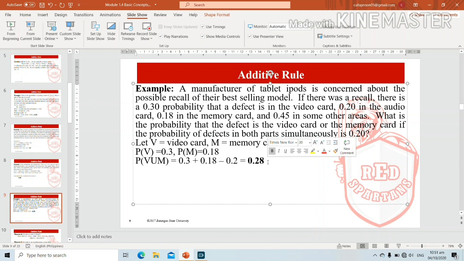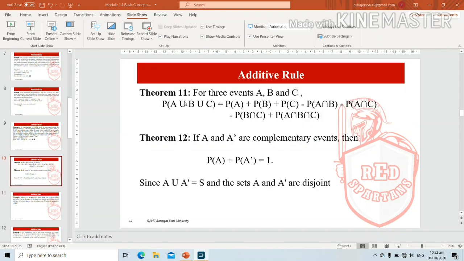For halimbawa naman, ano yung probability na yung defect natin ay nasa audio card and memory card? So kapag audio card and memory card, ano ba yung ating audio card? 0.20. Ang memory card natin, 0.18. So ibig sabihin, 0.2 plus 0.18 lang. Kasi itong simultaneous or yung intersection na to para kay video card and memory card. Answer natin is 0.38. Next, for Theorem 11 and Theorem number 12, Theorem 11 are for 3 event.